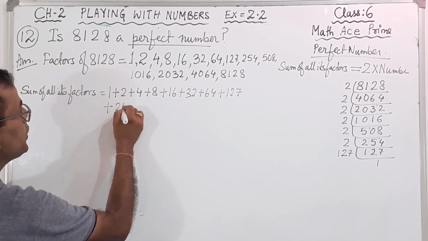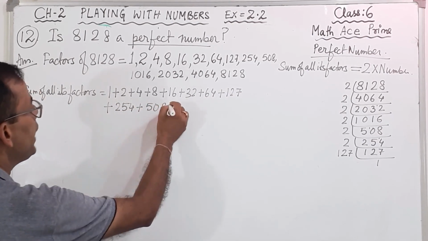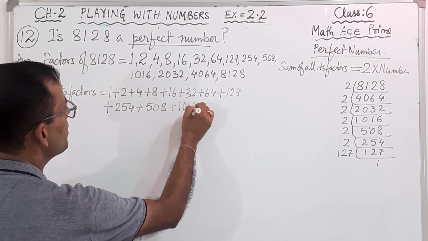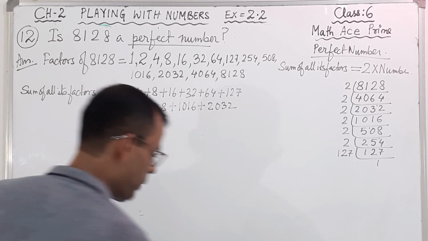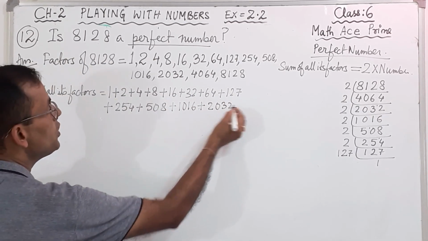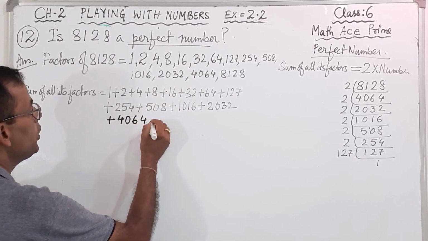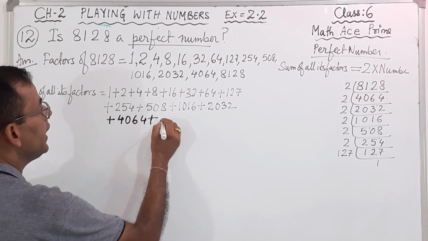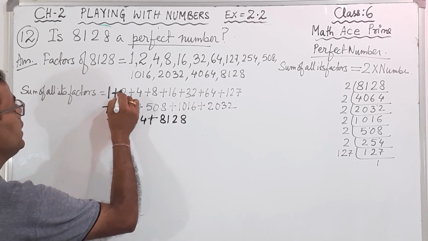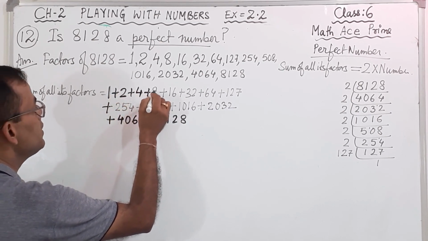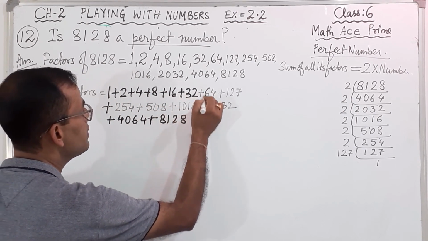Plus 254 plus 508. Clear? Plus 1016 plus 2032. Let me change the pen. Okay, so 2032, then plus 4064 plus 8128. Let me make it a little dark so that it will be easy for you to understand and you can see it nicely.